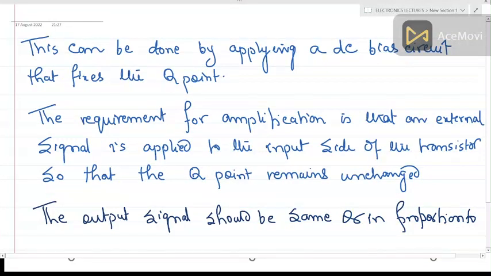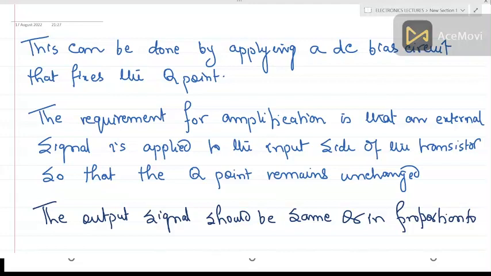What you do, we have discussed in the previous lectures that this can be done by applying a DC bias circuit that fixes the Q point, and we have seen the bias circuits, bias stabilization, fixed bias, self bias, base bias, collector bias, feedback bias, all these things we have seen.